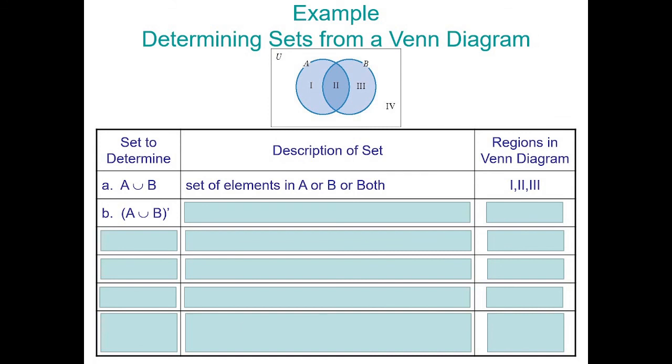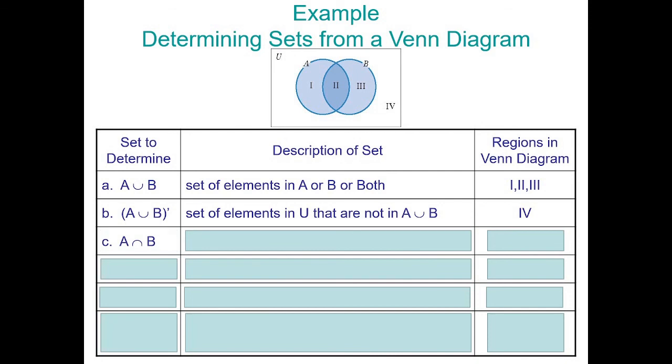Complement anang iyang union. Complement sa union sa A ug sa B. Unsa i-shade nako dapat? Region 4. Kay dili man siya dapat Region 1, dili Region 2, dili Region 3. So Region 4 ang answer ana. Letter C. Region 4 diri, sir.